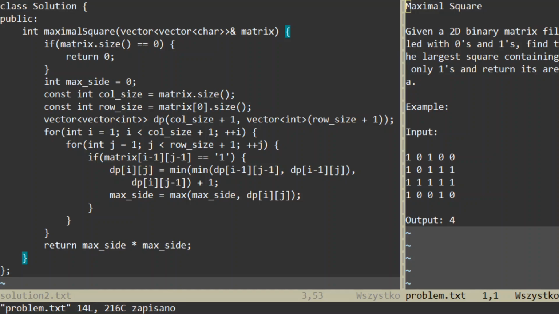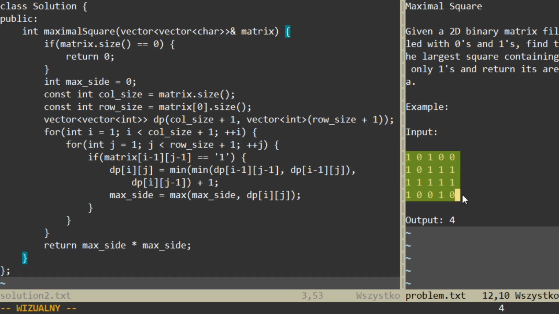Hi, today we will cover a problem which is called Maximal Square from Leetcode. The description is here. Given a 2D binary matrix filled with zeros and ones, find the largest square containing only ones and return its area.